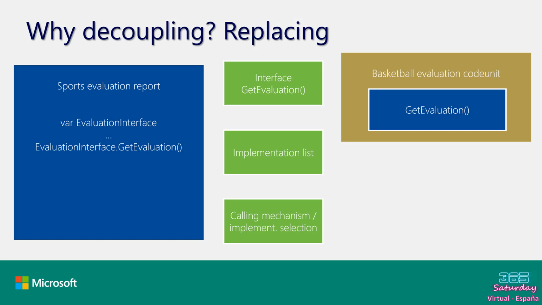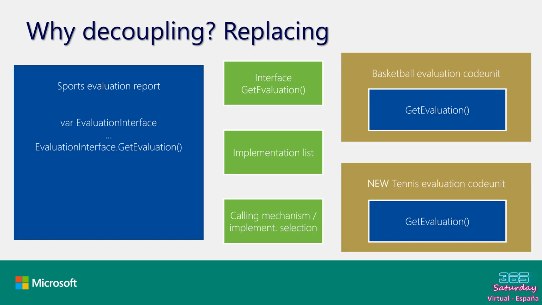Also, we can replace stuff. So for example, if you want to bring in a new tennis evaluation code unit, that one, of course, will need to implement the interface. So it also will need to have a get evaluation function. It will need to let the implementation list know that it's there now, so the user can actually now select the new tennis evaluation code unit. And the calling mechanism also needs to understand that there is now a new tennis evaluation code unit.